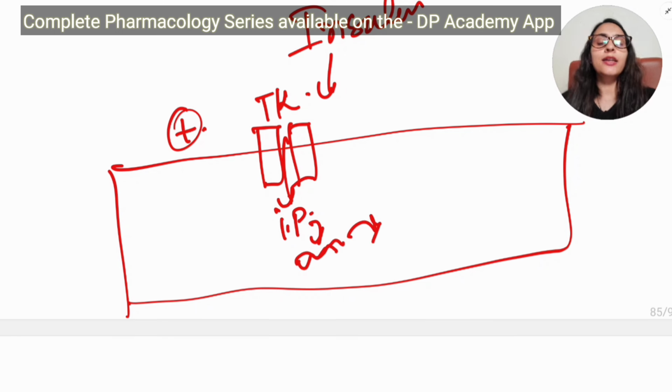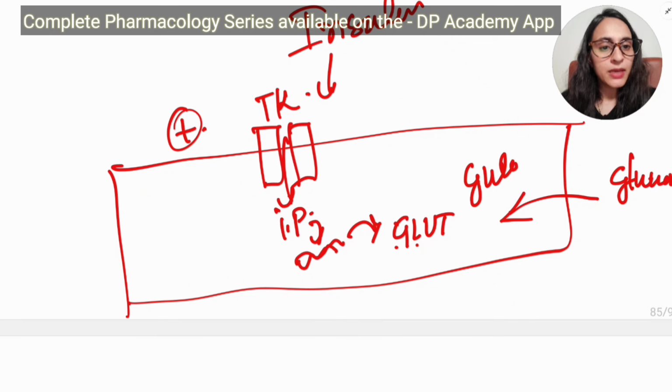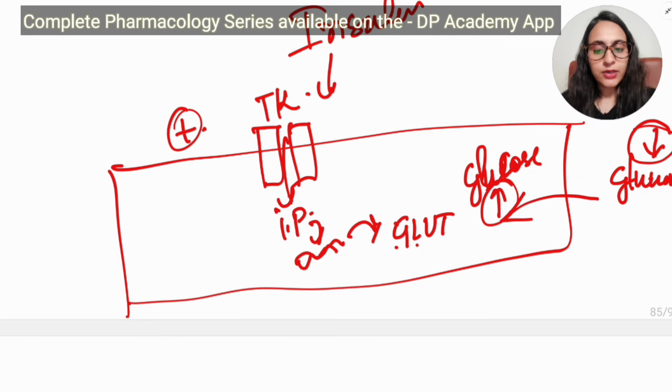This activation of gene transcription can, for example, increase the production of GLUTs. If they increase the production of glucose transporters, then glucose is taken inside the cell. So glucose present inside the blood comes inside the cell. That means there is less glucose in the blood now, because the glucose is going into the cells. So more glucose in the cell and less glucose in the blood. This is how insulin decreases the blood glucose level, by bringing glucose from the blood into the cells. And this is the function of insulin.